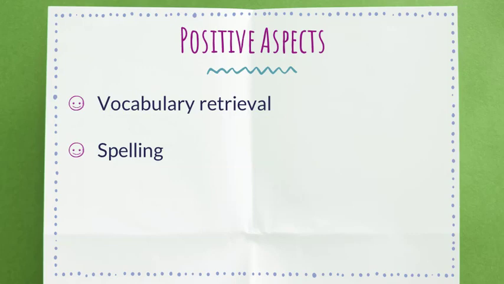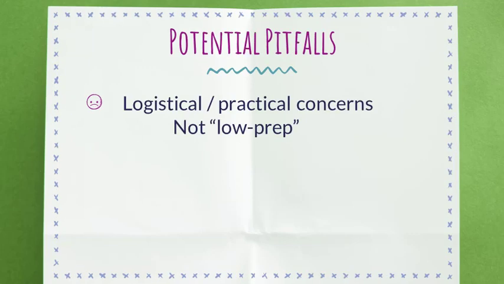We are obviously targeting certain words that are those in the grid, and thus we are helping them strengthen those connections to be retrieving those particular vocabulary items. And it can also be good for spelling, because the learners need to spell the words in order to complete the grid. Among the potential pitfalls, probably the most obvious one is that this is not a low prep activity.